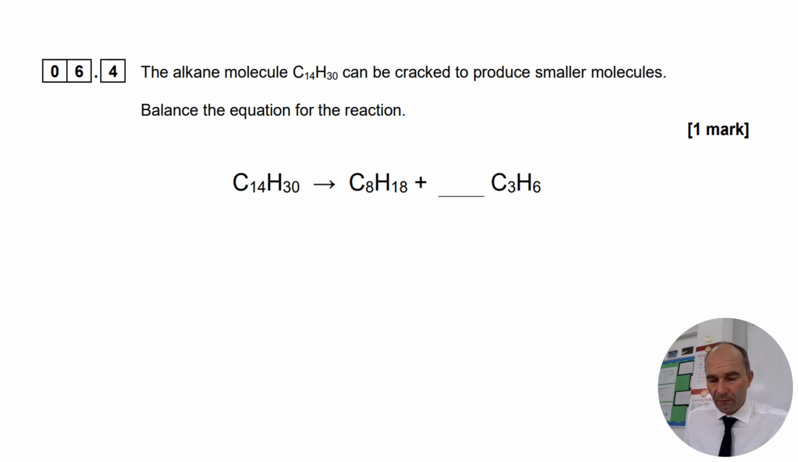Balance the equation. Now, we've just got to make sure we've got the same number of carbons on the right as we started off with on the left. Now, if you look at that, we've used up 8 of the carbons and 18 of the hydrogens. Well, that leaves us with 6 carbons, and we've got 12 hydrogens left as well. Well, we're being told we actually get the molecule C3H6, which is propene. Well, we've got to stick a 2 in front there, and that's our equation balanced.